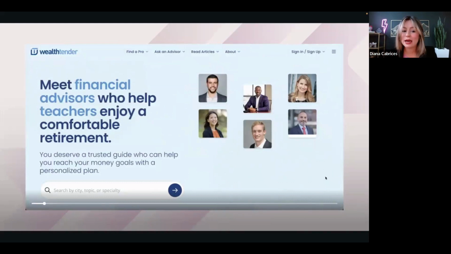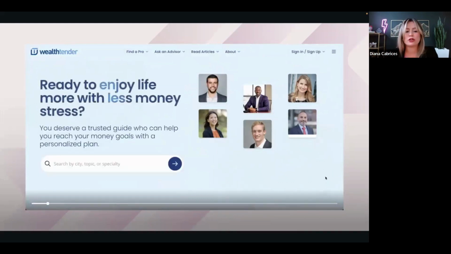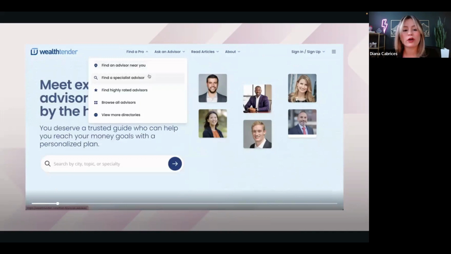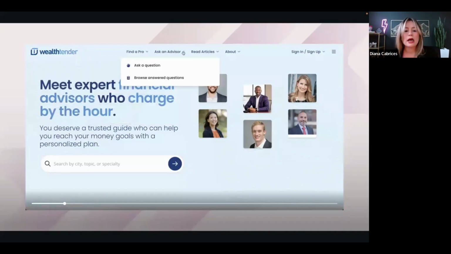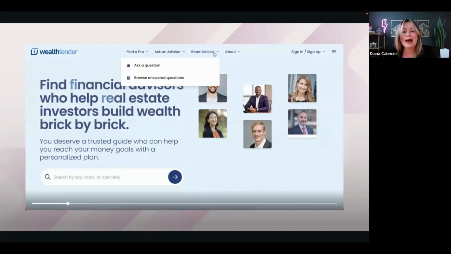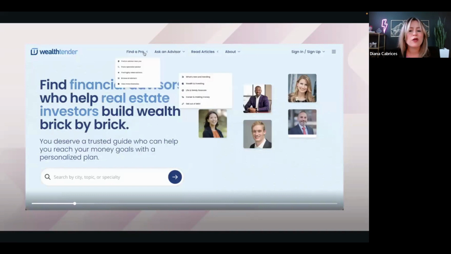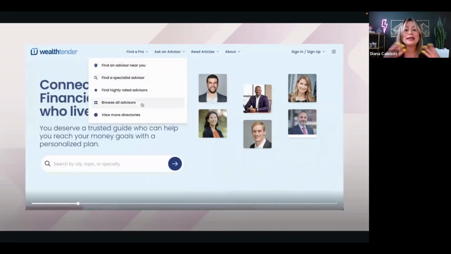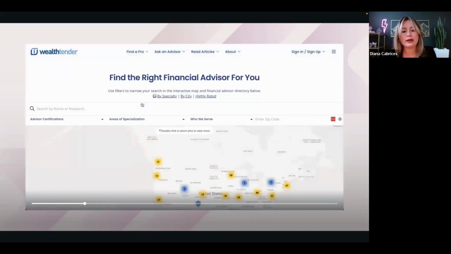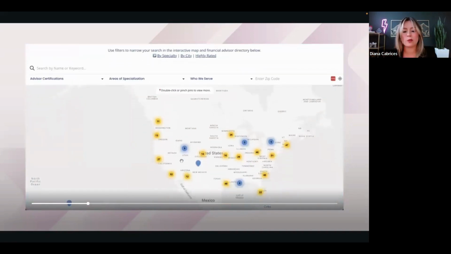That's a web listing where people can come, like teachers or nurses or high net worth people, everyone, and they can say, all right, I'm looking for a financial advisor, whether it's a specialist, somebody near me. I maybe have a question that I want to ask an advisor, or I'm just looking up information on finances and 401k rollovers, and I need to find some content. We pretty much have all of that on the site. And so that's what's sort of driving consumers to us.